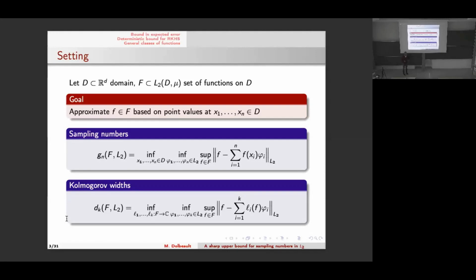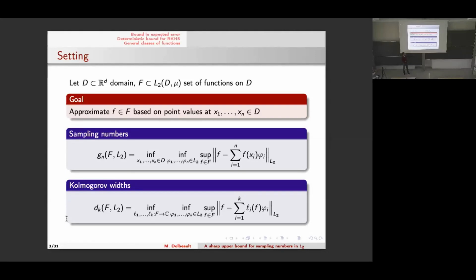I don't know what bounds I want to prove with that. It depends, of course, on the function class F, and so the assumptions I will take on F are implicit. In fact, I will assume that f can be well approximated by a linear operator. So how do I write that? I study the Kolmogorov widths, which are similar to sampling numbers, but instead of having function evaluations at sample points, I can take any functionals. L_1, ..., L_k are linear forms acting on my function f.